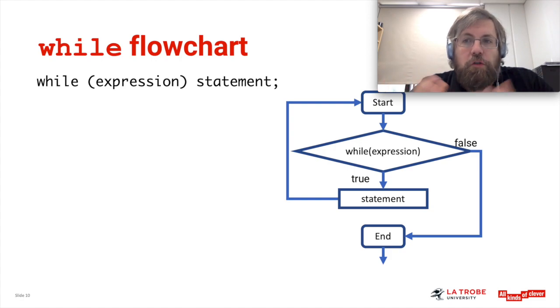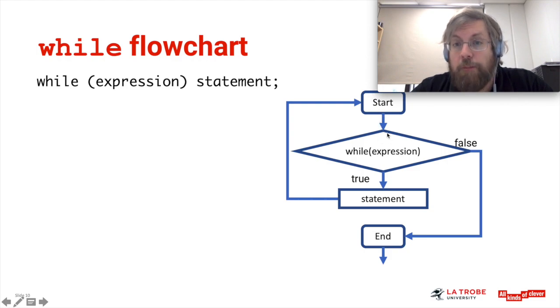So we have a flowchart of that, just like we had a flowchart for the if statements and the if-else statements. So a while expression statement looks like this. We start at start, we come down to the diamond, the decision point. If it's false, we skip over the statement and go on to the next line of code.